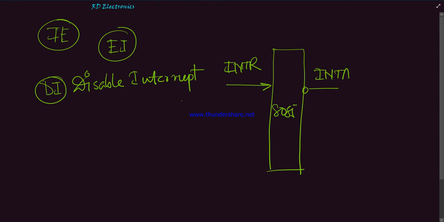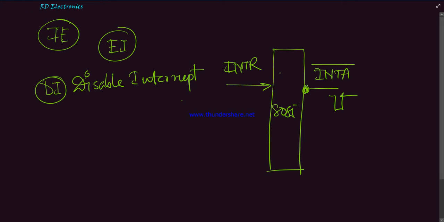This bubble signifies that this is an active low signal. If the INTR pin goes high, then the interrupt process starts, and whether the microprocessor is interrupted or not is signified by the low signal at the interrupt acknowledgement pin.